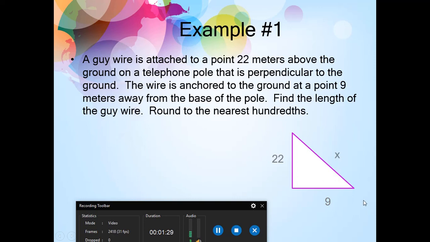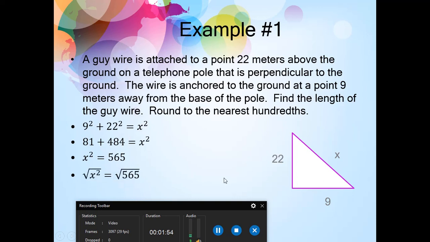Once we have the diagram drawn, we're going to use the Pythagorean theorem. So my legs are 9 and 22, and our missing side, the hypotenuse, is equal on the right-hand side, x squared. And if you want to use c, you can. I'm going to go ahead and square my 9 and my 22, and then I'm going to combine my like terms. We're going to take the square root of 565.